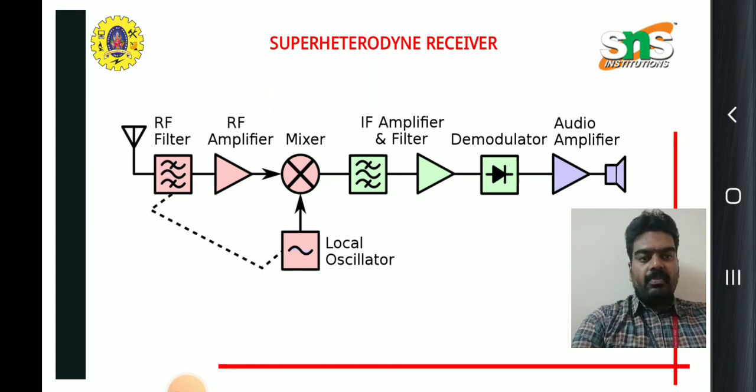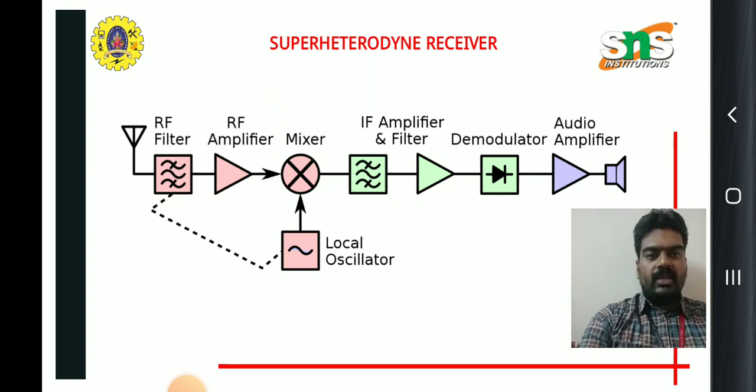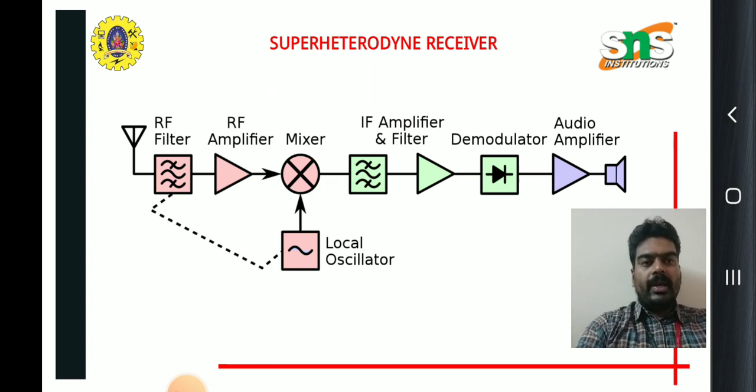That intermediate frequency is given to the amplifier and the filter section, and it is demodulated. In demodulation, as we already know, only the original signal is retrieved, where the carrier is removed from the signal. As the demodulated signal has very little strength, it is given to the audio amplifier to boost it to the required level, and finally, if it is an audio signal, we can hear the audio output at the end. So this is the superheterodyne receiver.